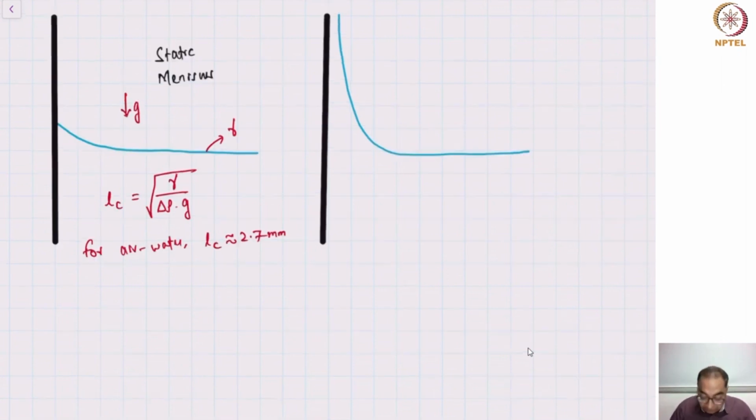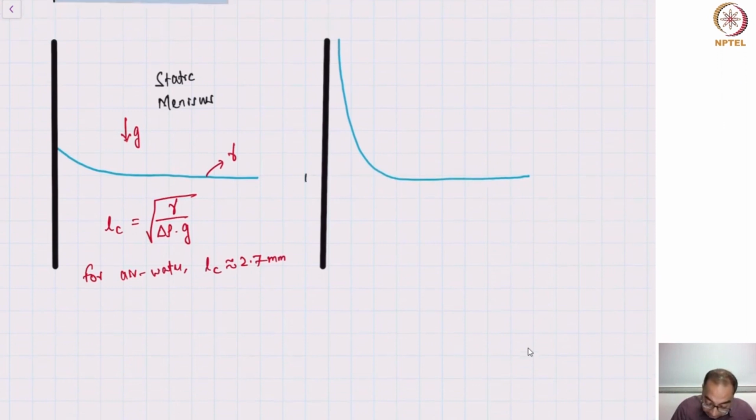Now, when you look at the coating problem, the same substrate is now being given a velocity u, and we want to determine the thickness of this coating.